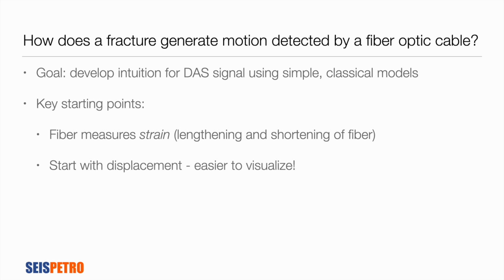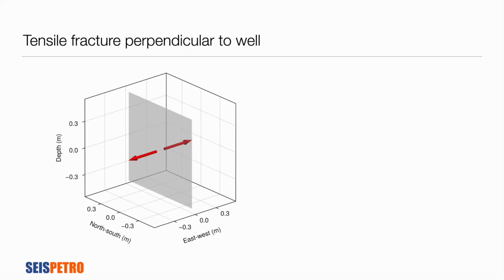Specifically, to get started, we're going to take a simple elementary model of a fracture that we can use to build some important intuitions. A couple points to keep in mind. First, DAS measures a component of strain parallel to the fiber optic cable, essentially the lengthening or shortening of that fiber optic cable. That's what we need to evaluate to compare to data. However, it's easier to visualize displacement vectors showing the motion of the rock medium, so that's what we're going to start with before we head to the strain values.